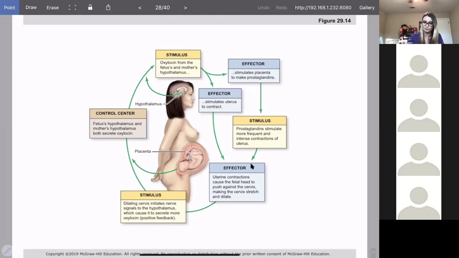Okay, so that's kind of how this whole thing works, and it will continue happening until delivery happens. The labor has three stages: the dilation stage, the expulsion stage, and the placental stage. The dilation stage is waiting for the cervix to dilate. This is usually the longest phase, and it takes several hours usually for women to get to a fully dilated cervix.